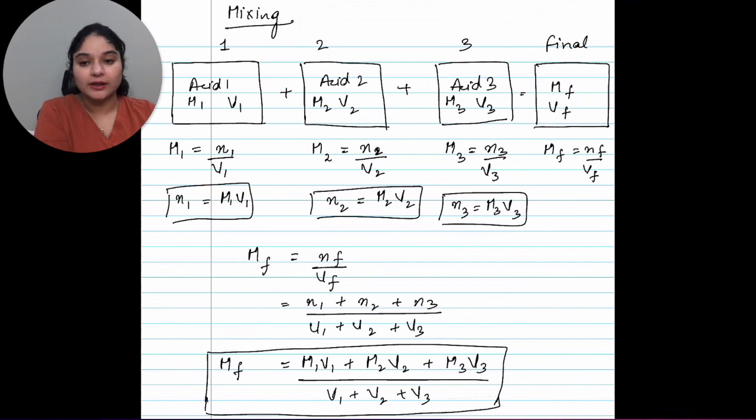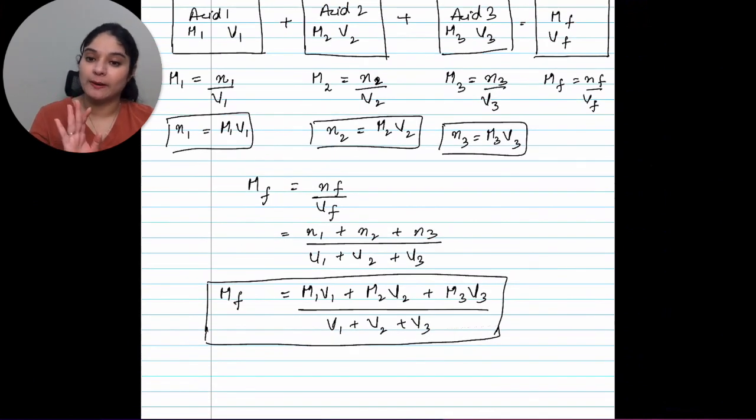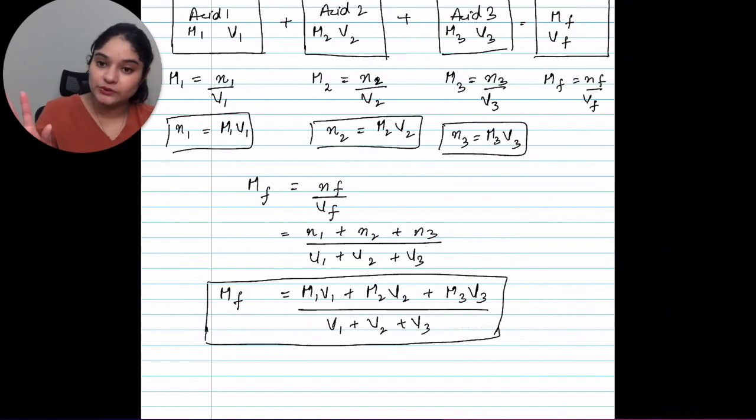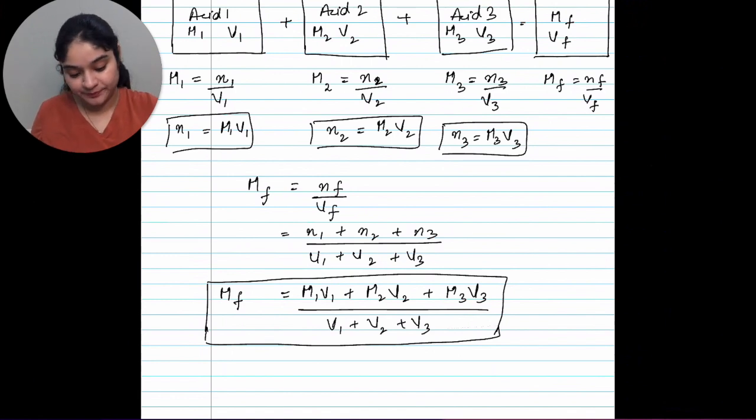What will be M final? M final will be nothing but the addition of these three. That is what is happening, right? M final is mixing three acids. So M final will be, what is my number of moles? N1 plus N2 plus N3. What is my volume? V1 plus V2 plus V3. And whatever you have derived up, that number of moles was equal to M1 V1. You put that in this particular formula. So this is an important formula. You get numericals about mixing. This is the logic we are using in those questions. Okay, students, let's move ahead.